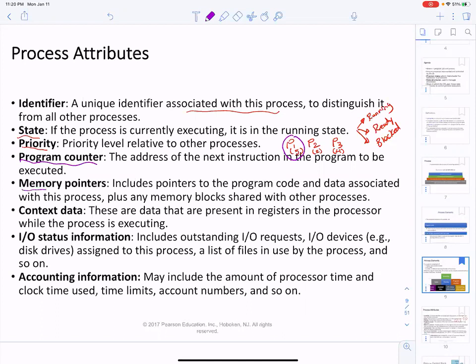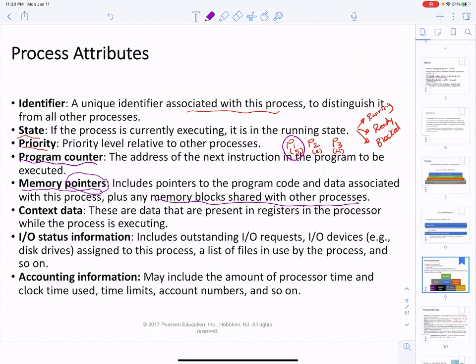A couple of other pointers are needed as well to describe the properties of a process, including those memory pointers. Those pointers, including the program code, will point to the code of the process as well as the data associated with such a process, in addition to any memory blocks that might be shared with other processes.